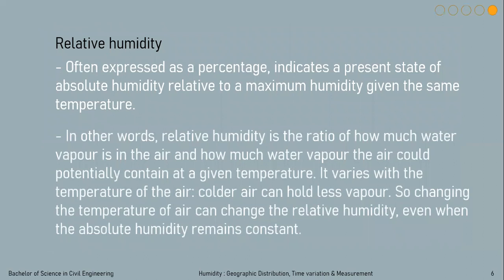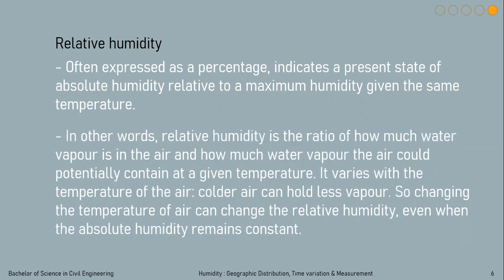Next is the relative humidity. Relative humidity, often expressed as a percentage, indicates a present state of absolute humidity relative to maximum humidity given the same temperature. In other words, relative humidity is the ratio of how much water vapor is in the air and how much water vapor the air could potentially contain at a given temperature.